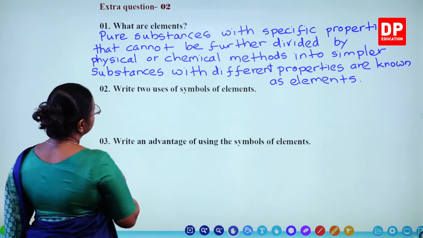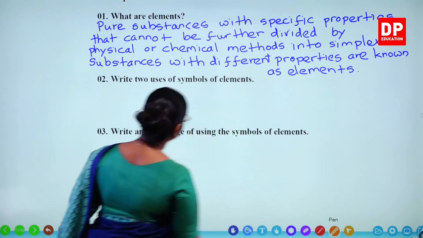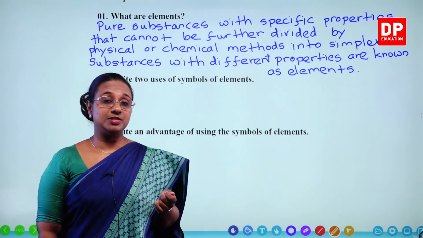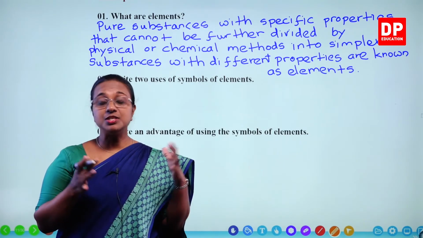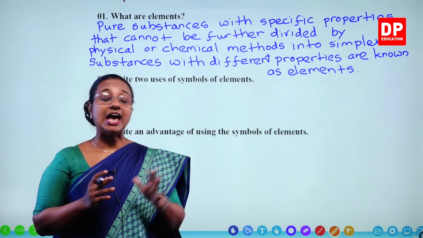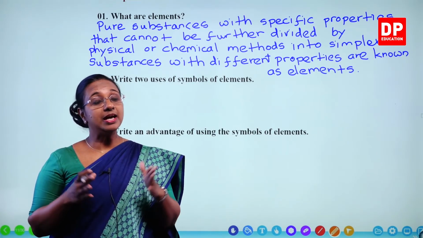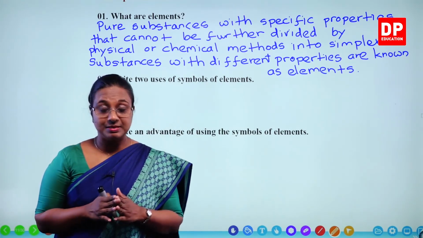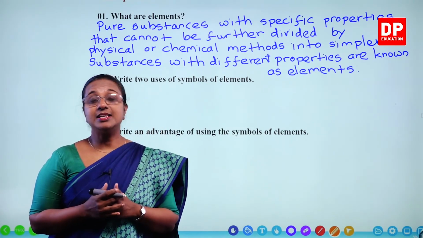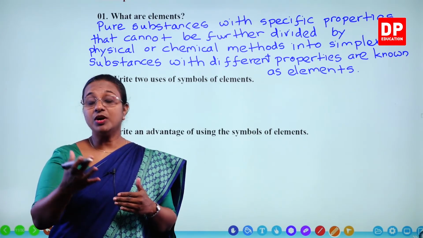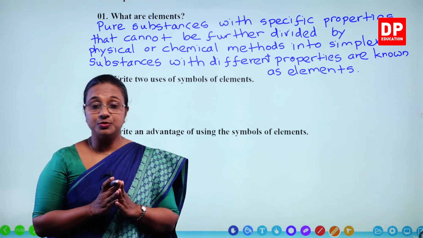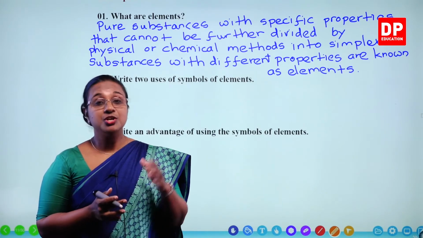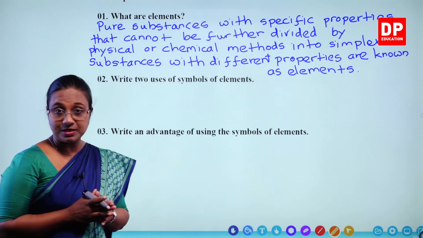Then we have the second question. Write 2 uses of symbols of elements. What are the uses of symbols of elements? We use the standard symbols to denote the elements. So in that we have the atomic number, mass number, and also when we are learning about elements, it is easy to use the symbols. That is one use. Then there is the other use. We have written symbols for compounds. In that, what did we use? We use the symbols of elements to denote the symbol of compounds. So for that also we can use the symbols of elements.